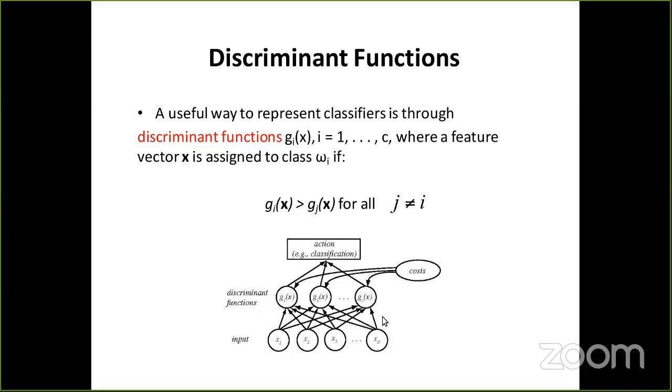Is that clear? So basically, you will have one discriminant function per class, and each discriminant function will take the same input, and the one that gives you the highest value, that is what you will decide the class is. So you will see this structure again in a neural network, where your final layer is sort of like a series of discriminant functions.